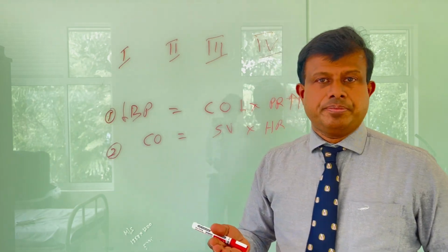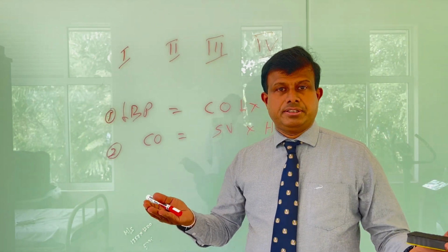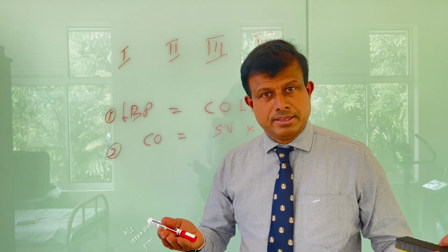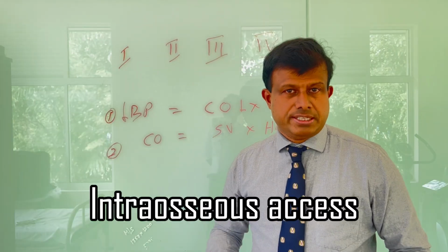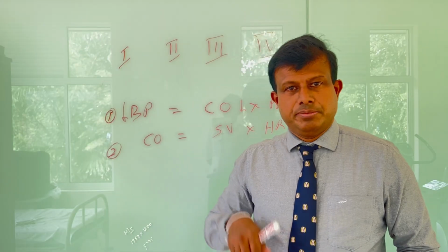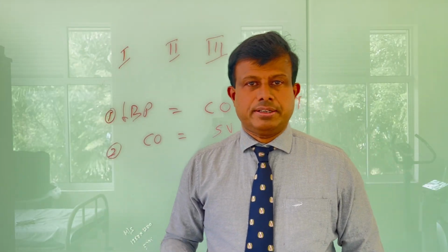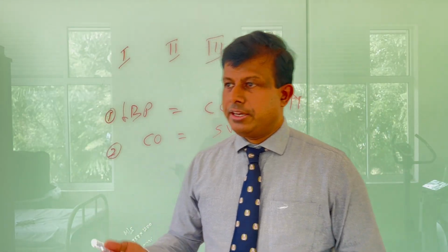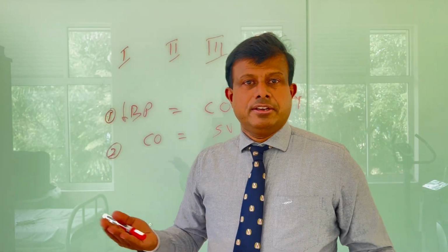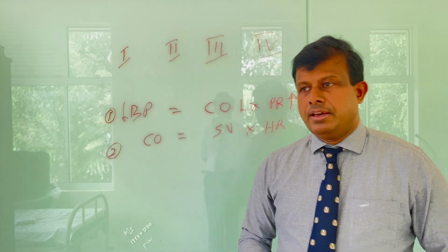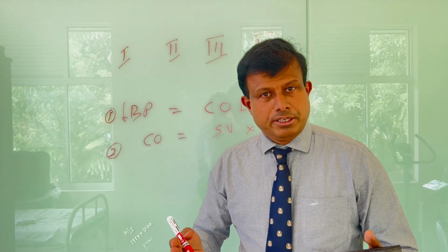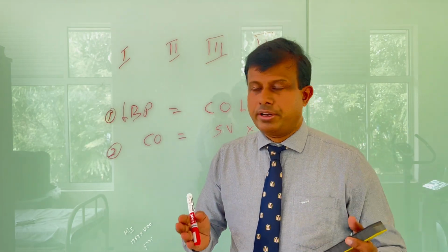And at the same time, in case of a child, you have a difficulty in putting peripheral placed cannulas. Another technique is intraosseous, using the bone in the leg, which is the tibial bone. The bone marrow is quite vascular in children, so we can use the intraosseous method to infuse at the time of shock.